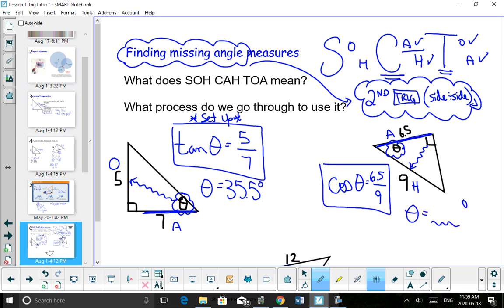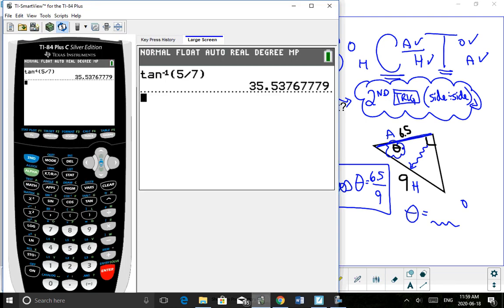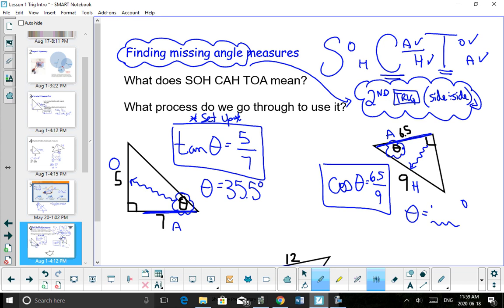Now we're going to plug it in our calculator. So we're going to go second cos 6.5 divided by 9. You get out 43.8. Okay, one more.